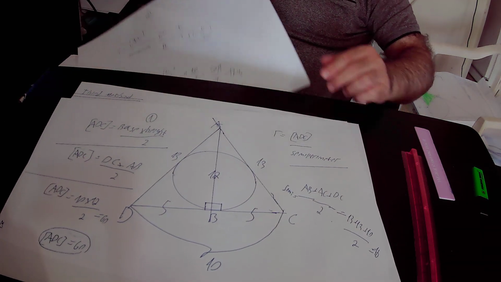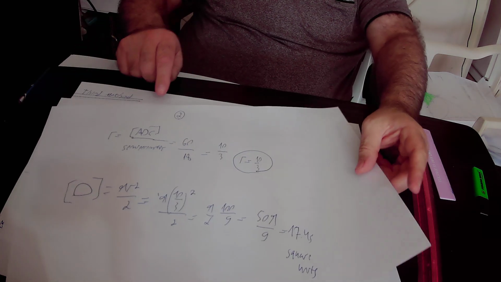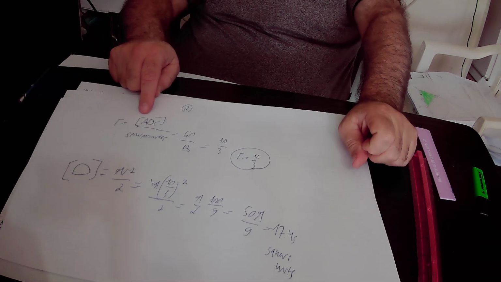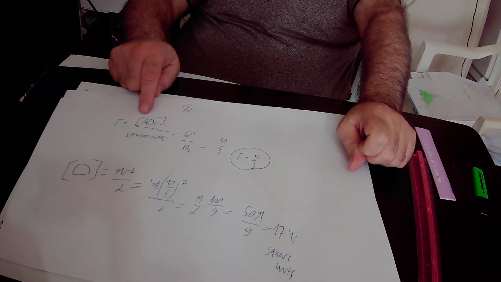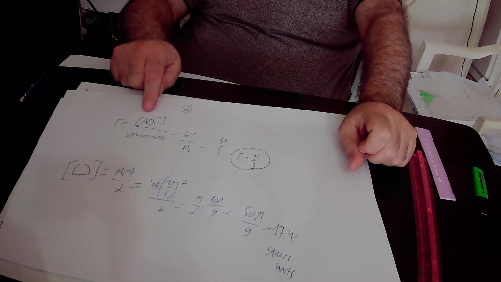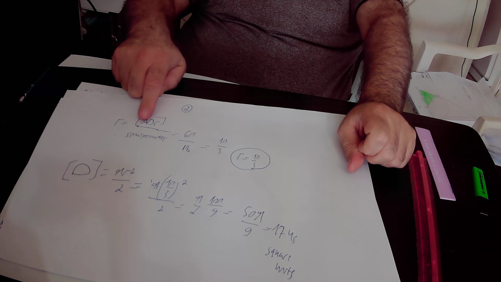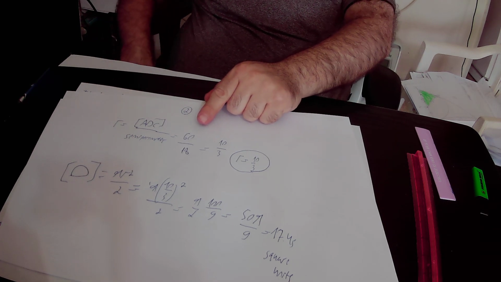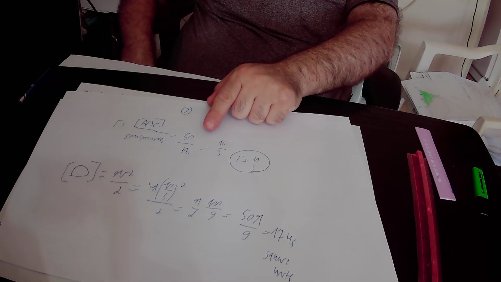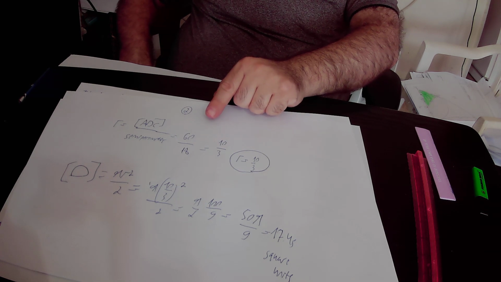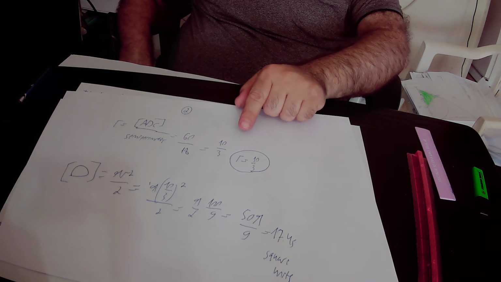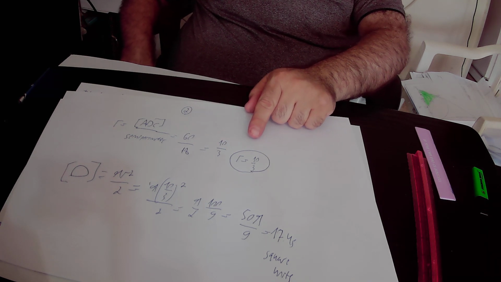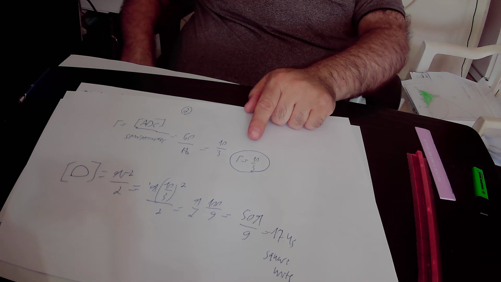Therefore, the radius of the semicircle that is blocked by triangle ADC equals the area of triangle ADC over the semi-perimeter of triangle ADC. That is to say the area of triangle ADC is 60 square units, and the semi-perimeter is 18. So 60 over 18 is 10 over 3. So we found out that the radius of the semicircle equals 10 over 3 units.